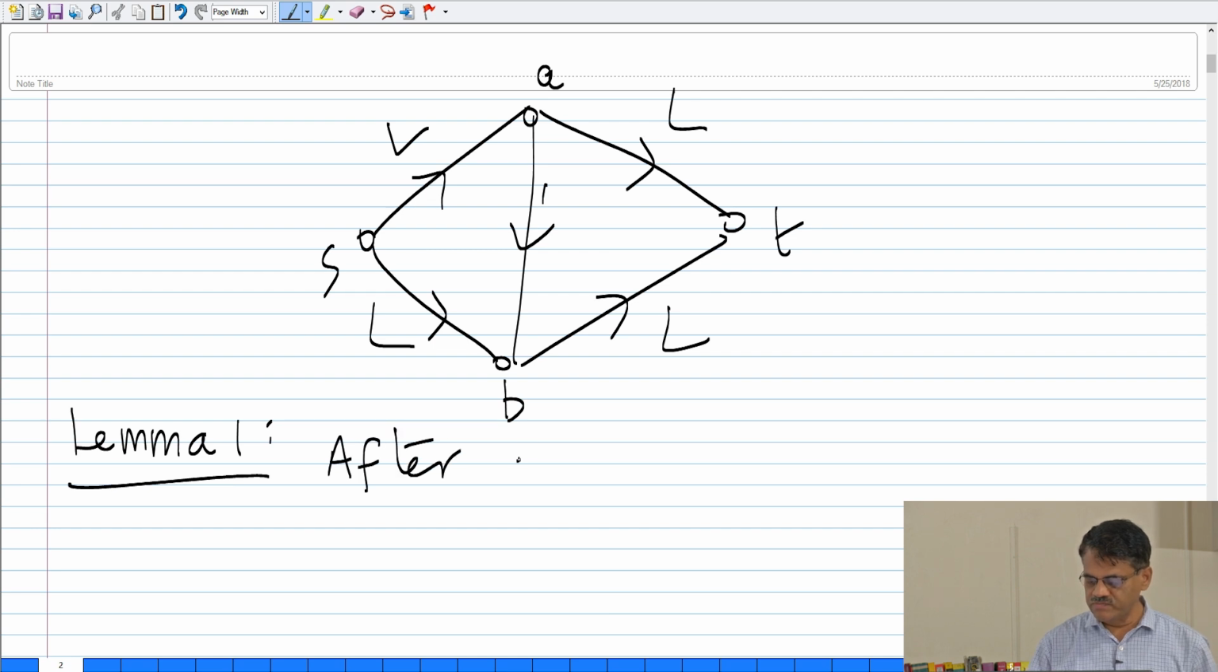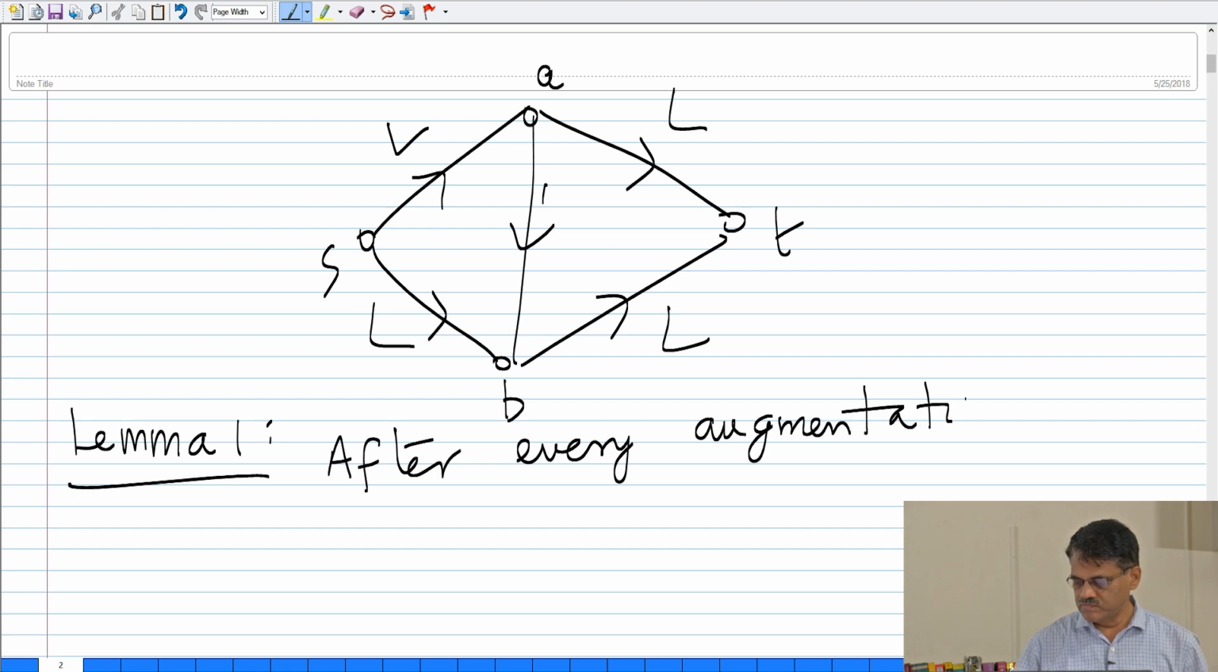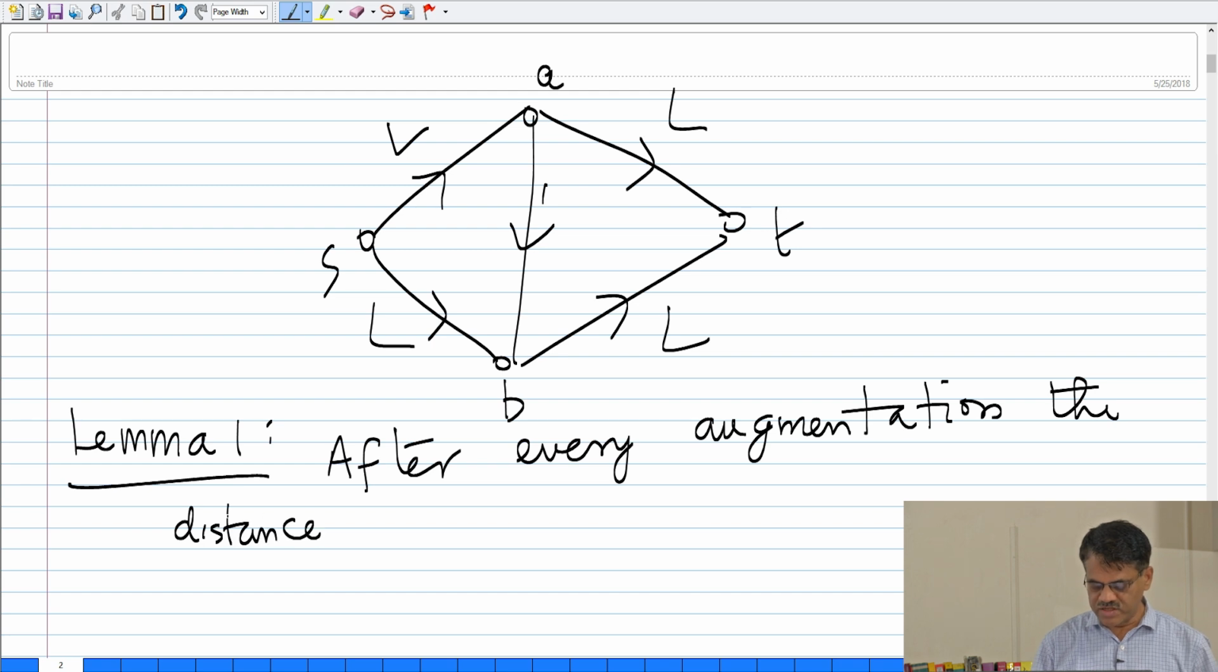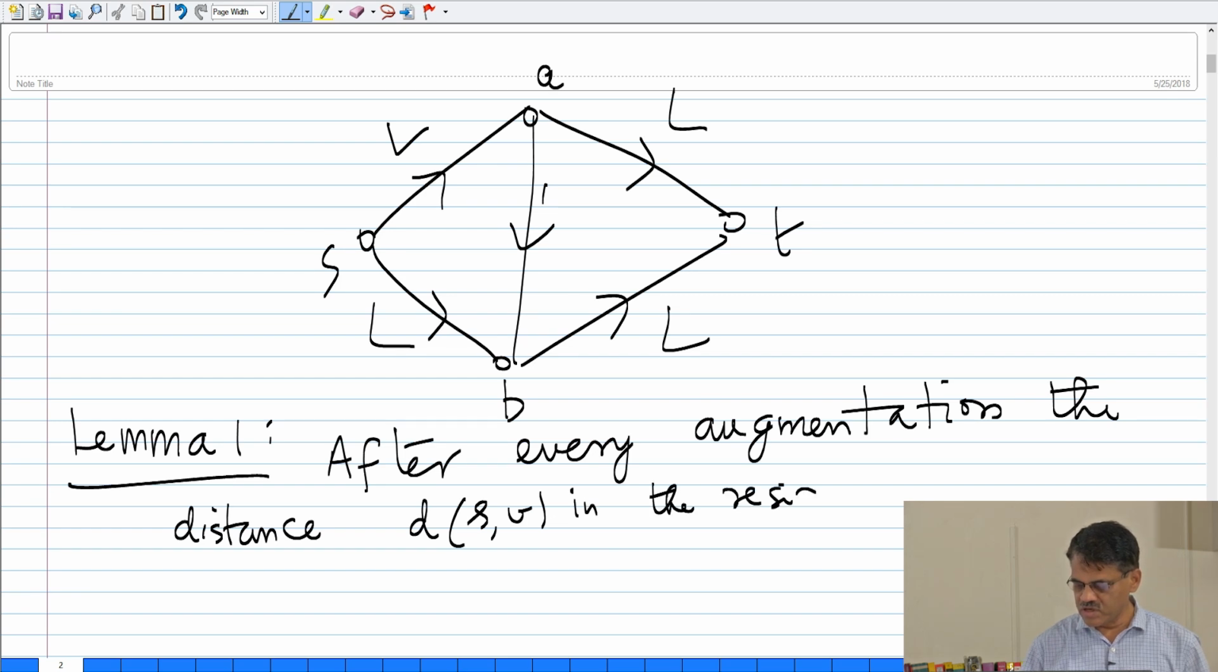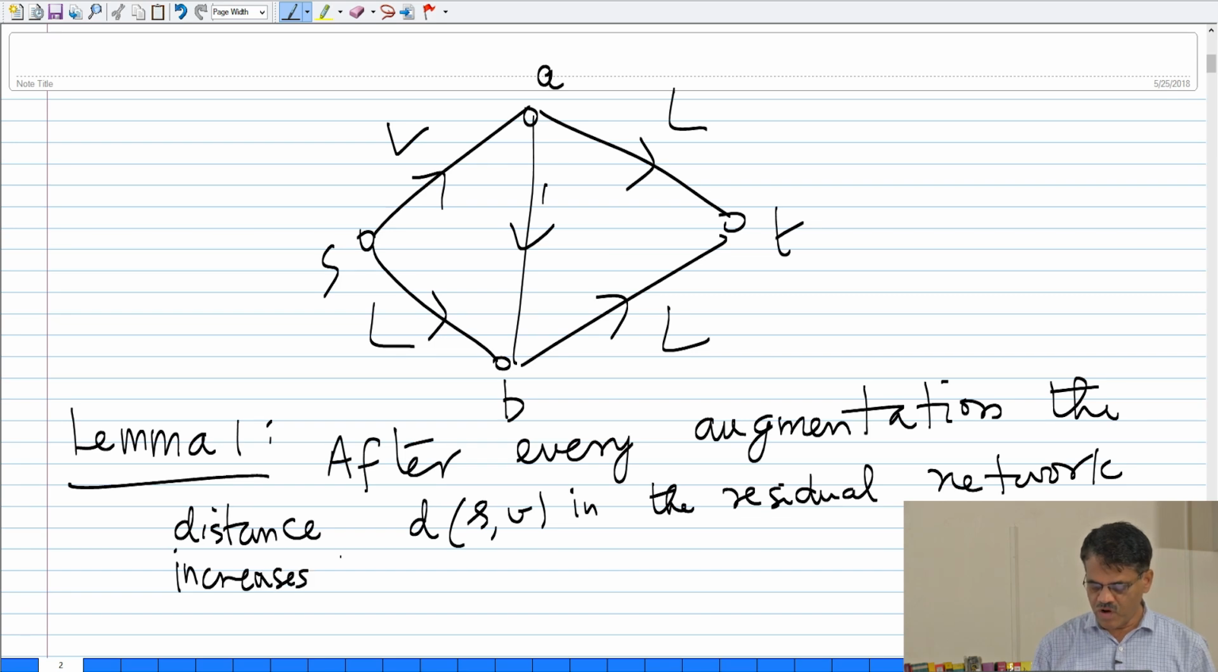Lemma 1: After every augmentation, the shortest path distance, I am going to use this notation d(s,v), in the residual network never decreases. So it increases or remains the same.